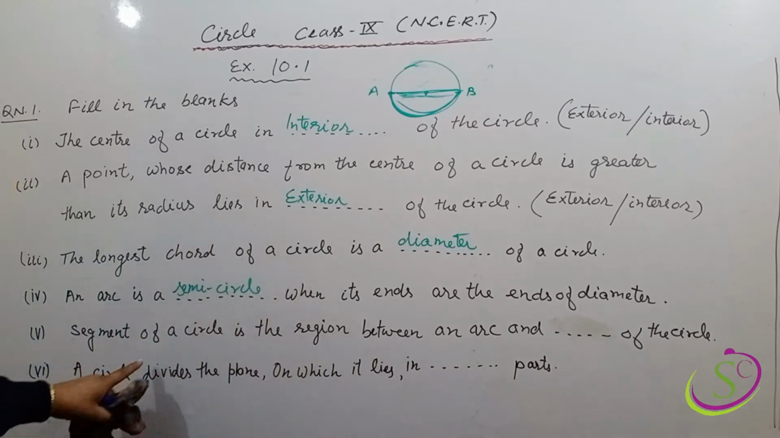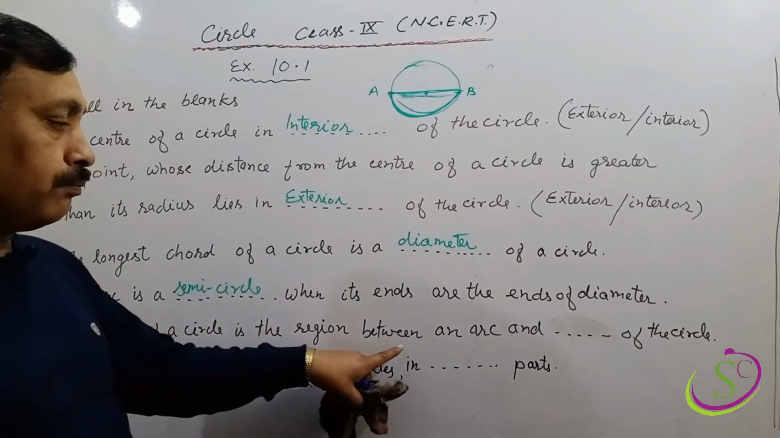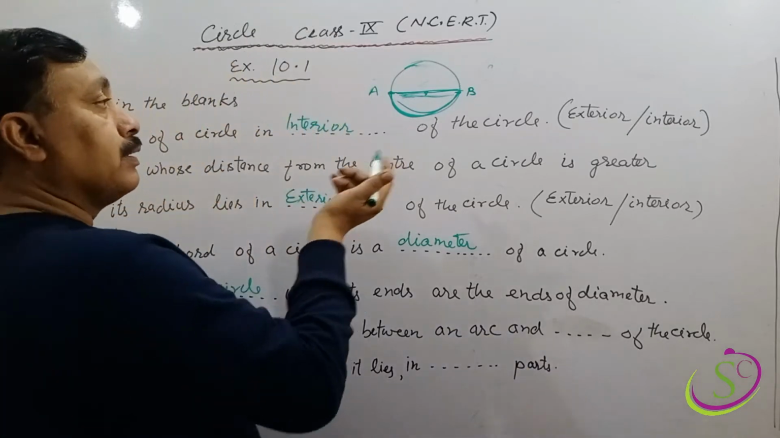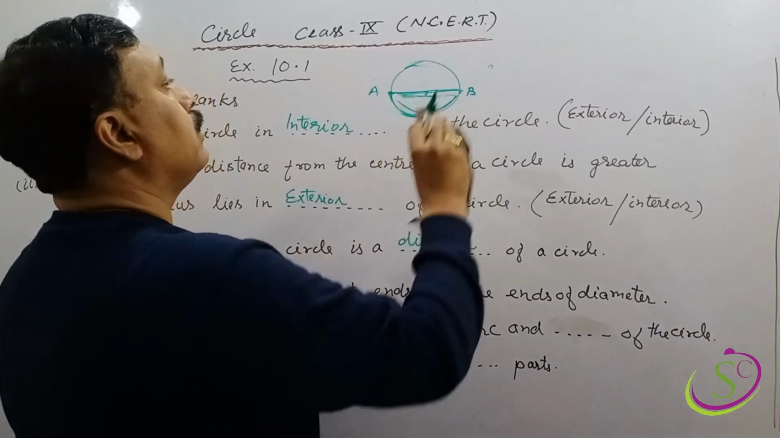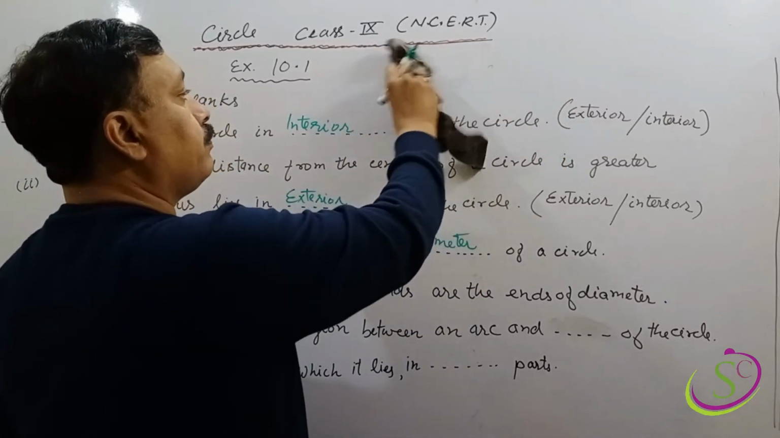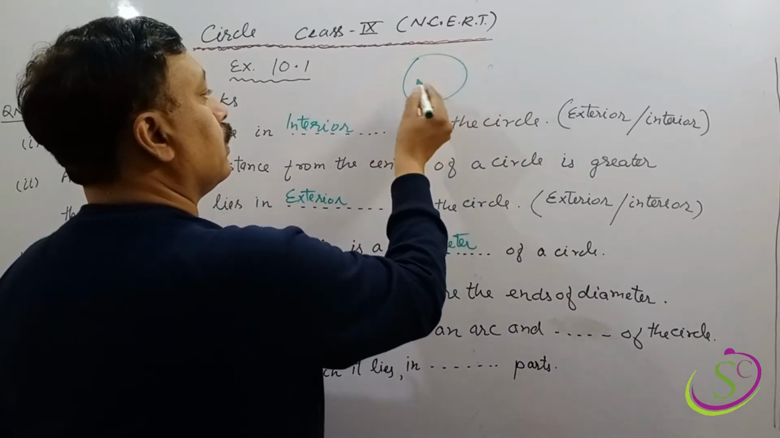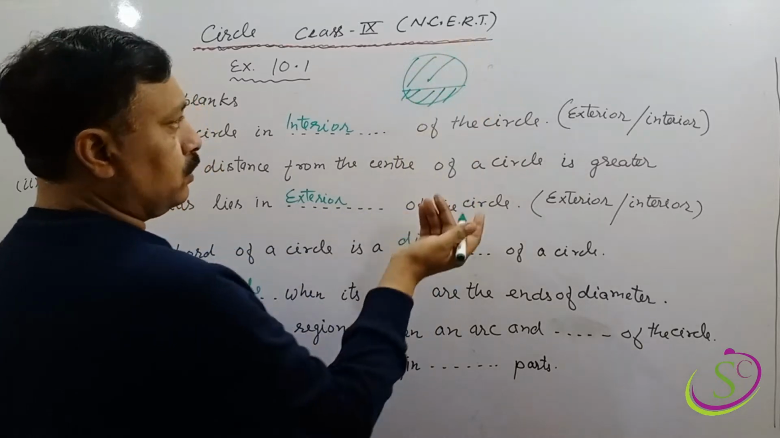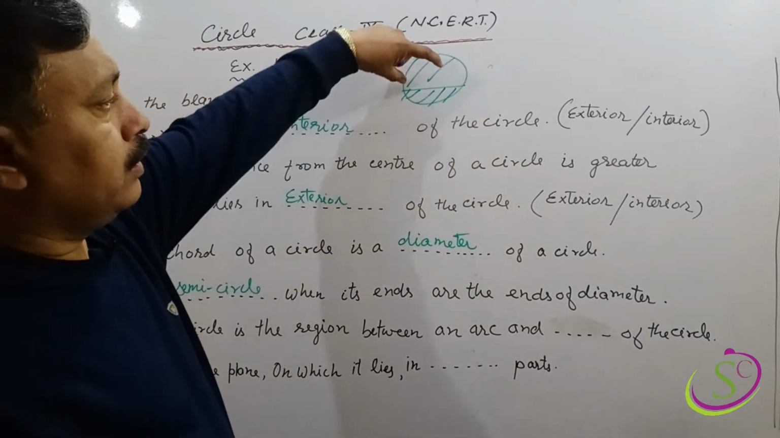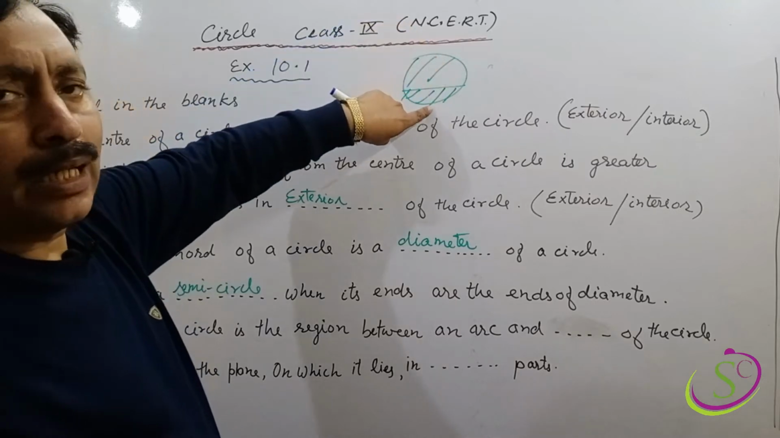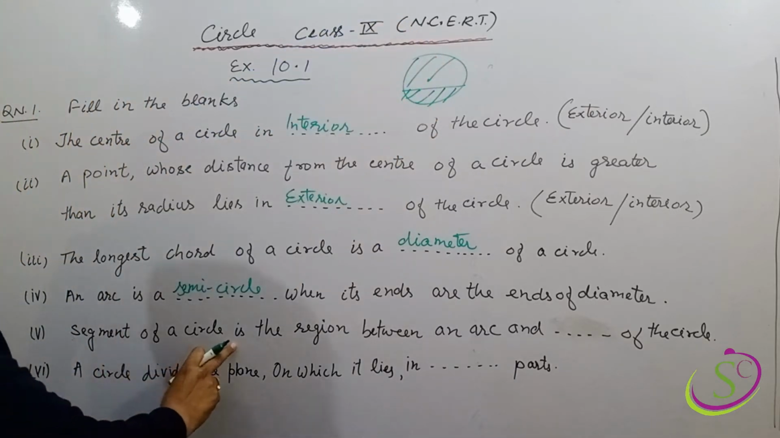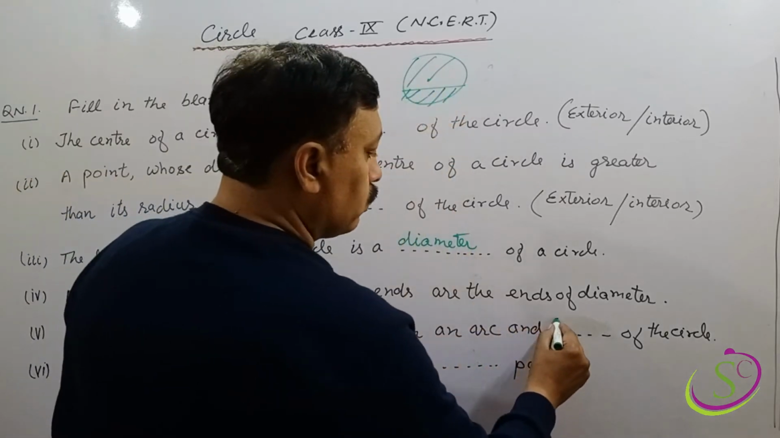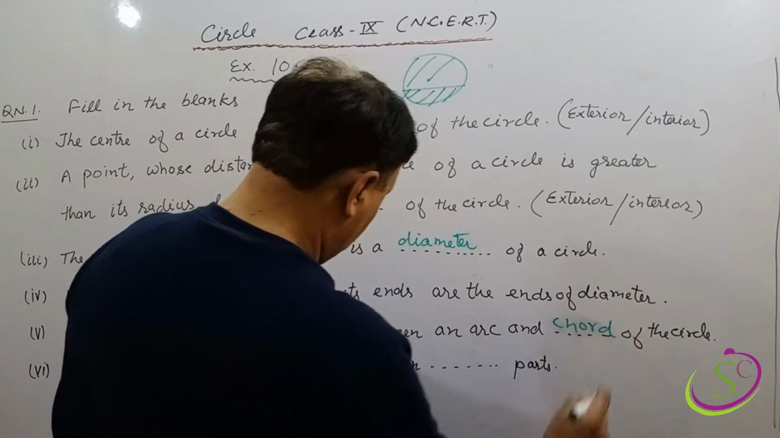Okay, a segment of a circle is the region between an arc and a chord of a circle. See, what is a segment? A segment is the part of the circle between the chord and the arc. So one segment is this and one segment is this. Clearly this region is between this chord and this arc. So a segment of a circle is the region between an arc and the chord. So here chord will come.